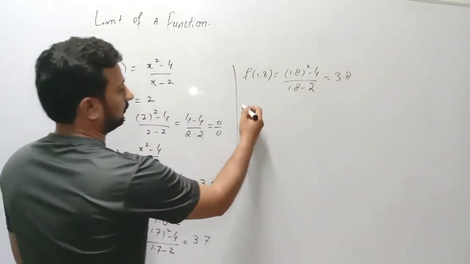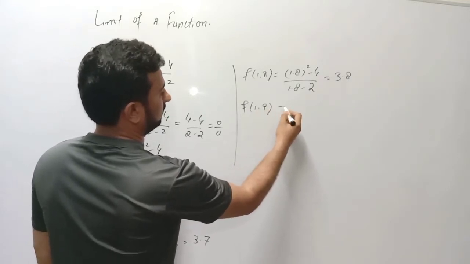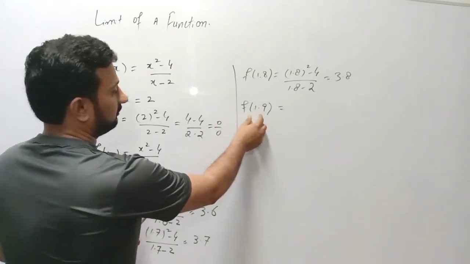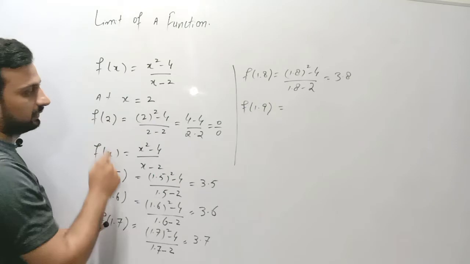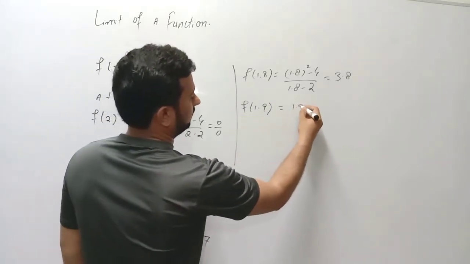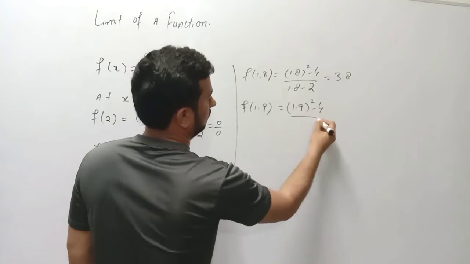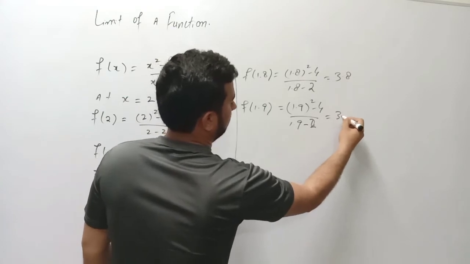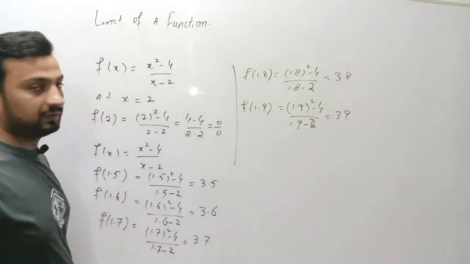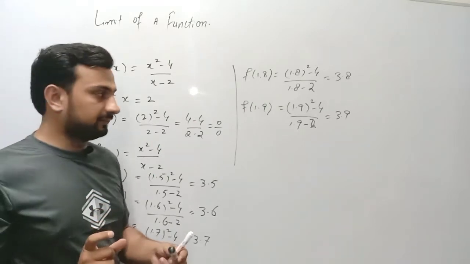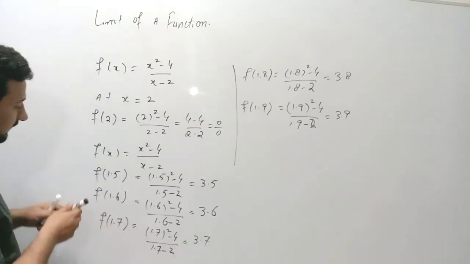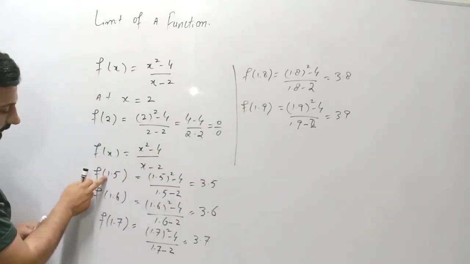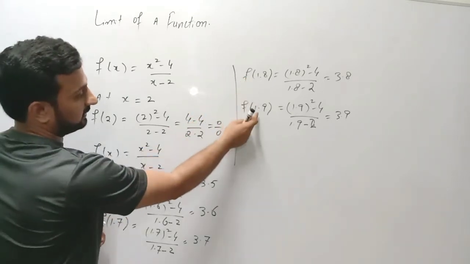Okay, and also f of 1.9. This is the last value that we will substitute, because 1.9 is much closer to this point. f of 1.9 means 1.9 square minus 4 divided by 1.9 minus 2, so this will lead us to 3.9. Now you have observed a pattern. So what kind of pattern is this? When x is approaching 2, we started at 1.5, then 1.6, 1.7, 1.8 and 1.9.